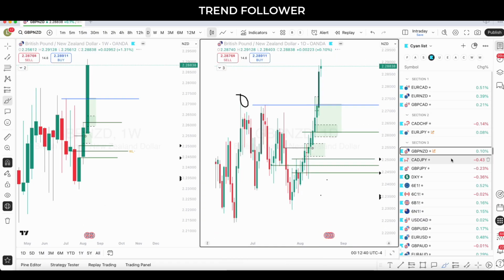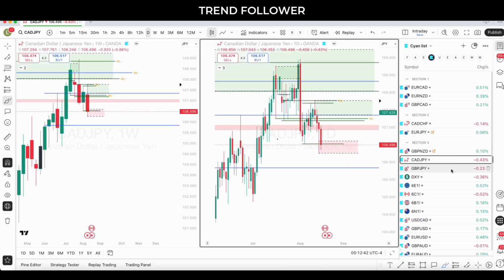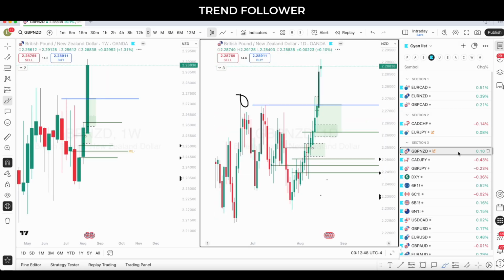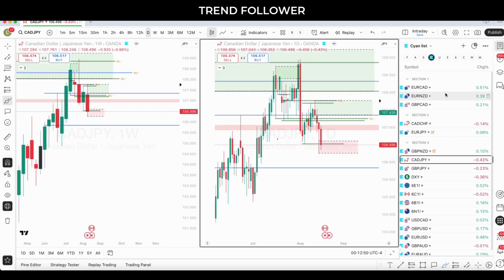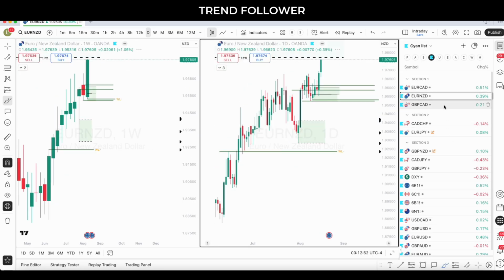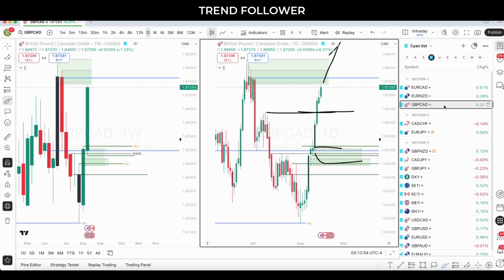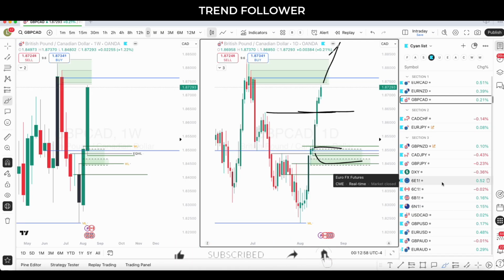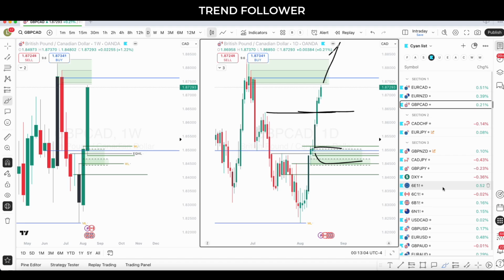The next ones I have just kept for myself, as I have to analyze these charts. But priority wise, I do think EuroCAD, EURNZD, GBPCAD should be your first priority. If you're trading futures, then obviously whatever we discussed in the futures chart, right? That would be your second.